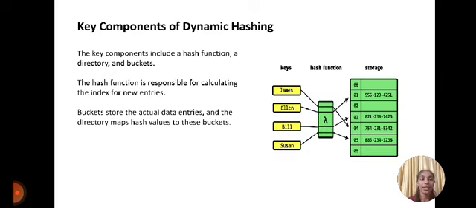Key components of dynamic hashing. The key components include the hash function, a directory, and buckets. The hash function is responsible for calculating the index for new entries. Buckets store the actual data entries. The directory maps hash values to these buckets.